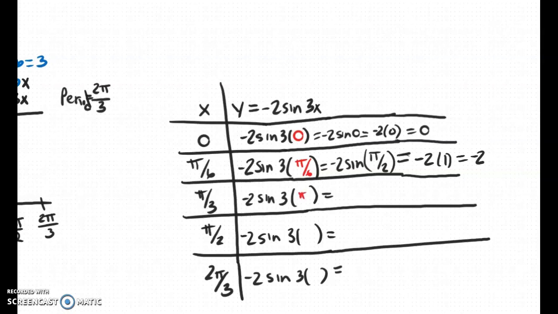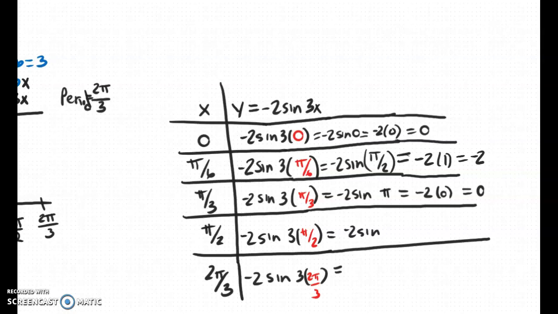And so I'll get pi over 3. I put pi over 3 in here, pi over 2, and 2 pi over 3. So when I simplify this, I get the negative 2 sine of pi. And at pi, the sine of that is 0. So I'm going to get 0 again.